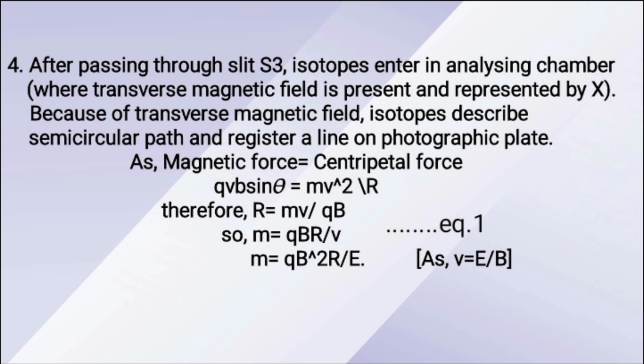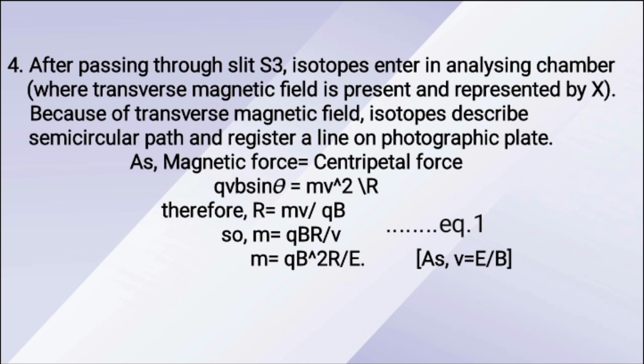After passing through slit S3, isotopes enter the analyzing chamber, where a transverse magnetic field is present, represented by a cross sign. Because of the transverse magnetic field, isotopes experience magnetic force and hence describe a semicircular path and register a line on a photographic plate.